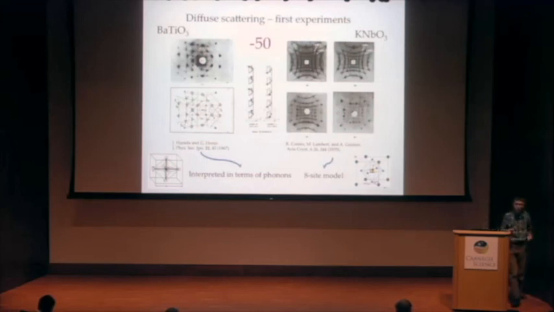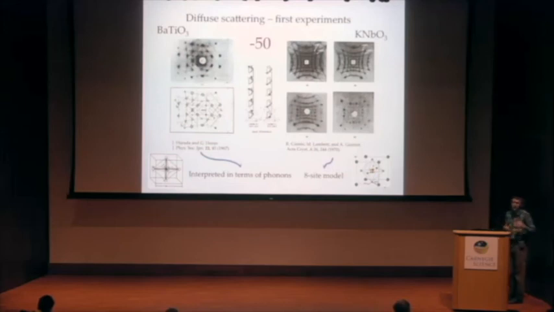And 50 years ago, there was an important extra piece of information, the observation of diffuse scattering, especially these lines, which are barely seen here. Immediately after seeing them, it was understood that they have something to do with the disorder of the titanium ions and the correlation between them. It was originally explained in terms of phonons, but also in terms of the eight-site model.